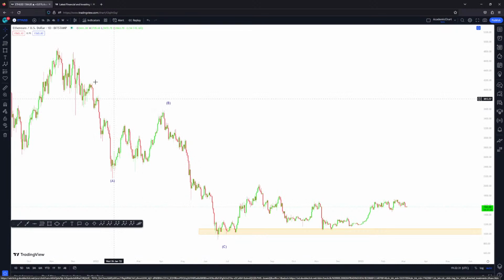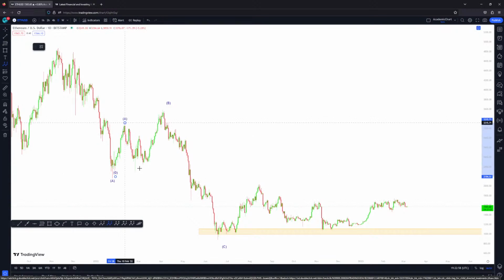Okay, the most interesting thing that just came into my mind is this ABC pattern. We know that it is 1, 2, 3, 4, 5 as A, impulsive, ABC as B, because it's a correction, and again 1, 2, 3, 4, 5. And I can almost see 1, 2, 3, 4, 5 here. And 1 A, B, C.